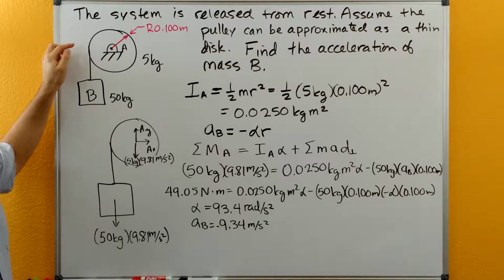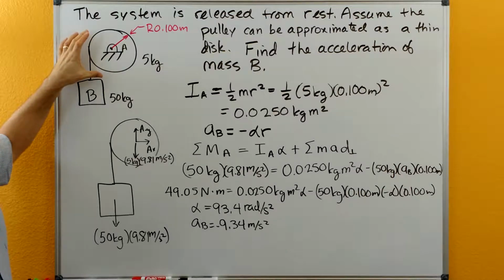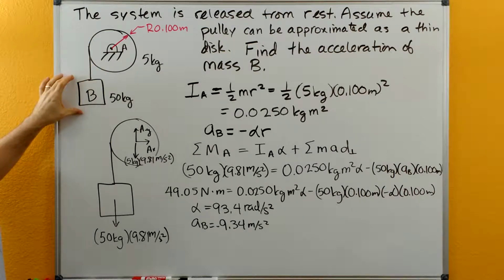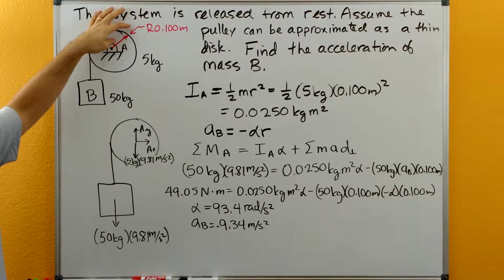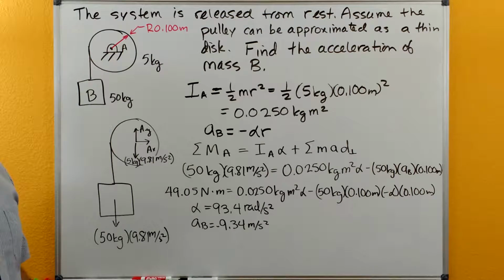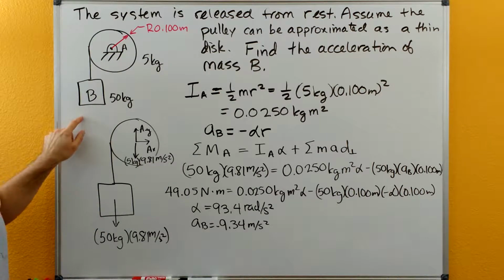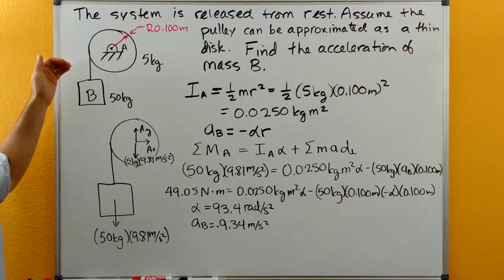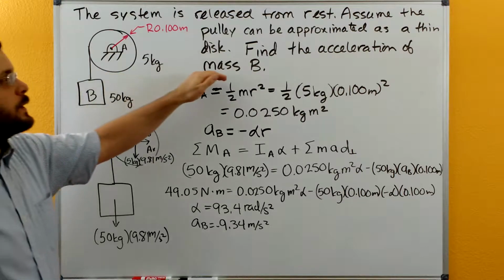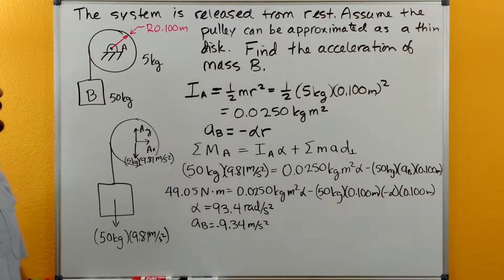We have a pulley here that has a 5 kilogram mass and it's attached to a 50 kilogram weight. The pulley has a radius of 0.1 meters. We're going to assume that the pulley can be treated as a thin circular disc, and that the mass B can be treated as a particle. The system's going to be released from rest, and we need to find the acceleration of the mass at B.